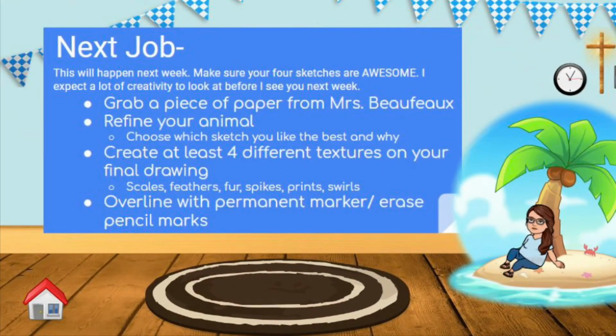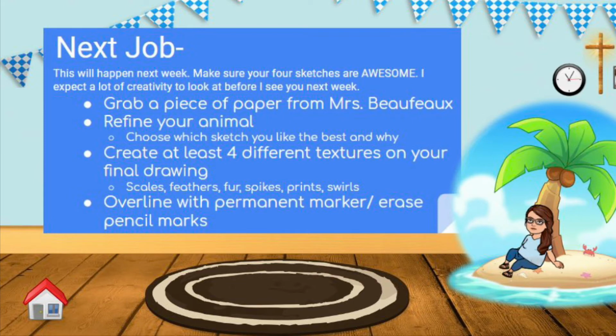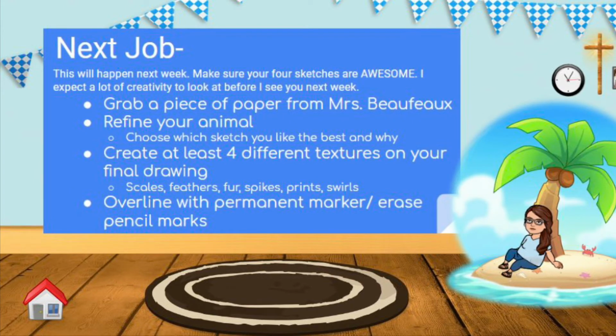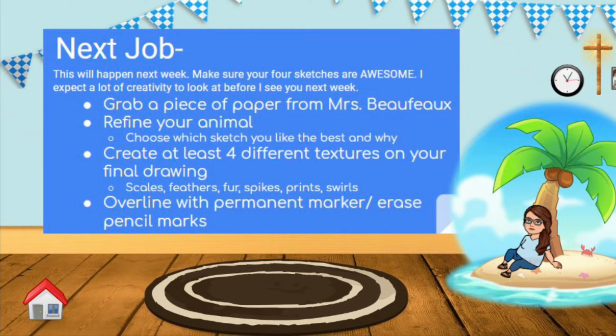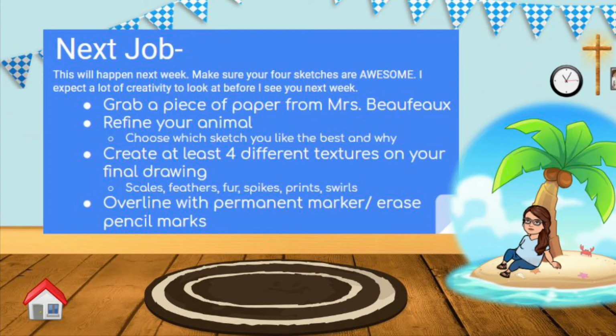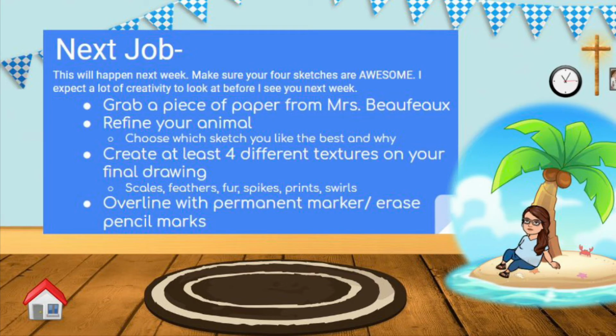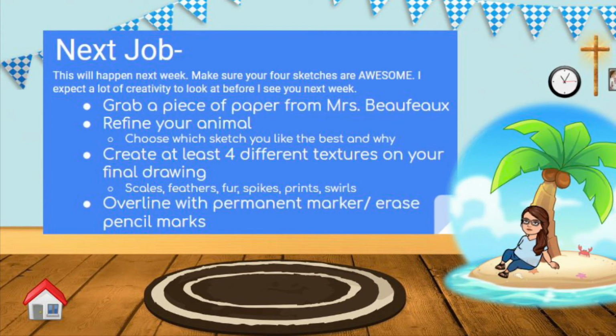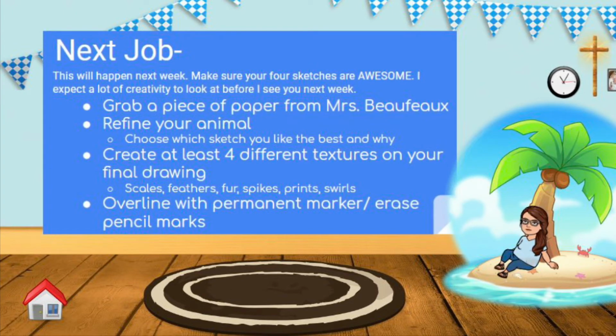After you've created everything on your planning worksheet, this is going to be your next job. I'm going to give you a piece of nice paper and you're going to refine your animal. On your worksheet, there are places for you to create 4 different sketches of your animals. What you're going to do when you get your nice piece of paper is choose which sketch you like the best and why. Then you're going to refine your animal and copy the image onto that nice piece of paper using your pencil.